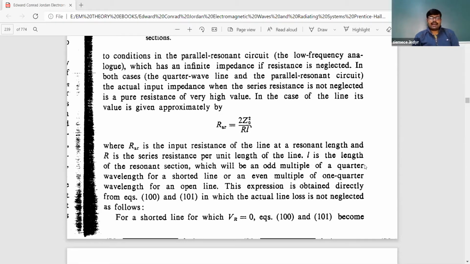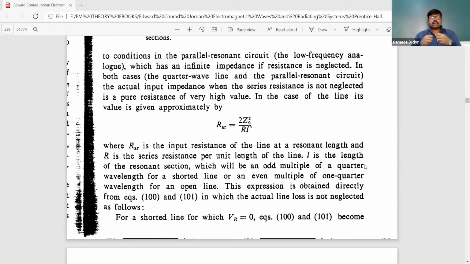One condition is R_AR equals 2Z0 squared divided by RL, which is the condition when we are identifying the input resistance. R_AR is the input resistance of the line at a resonant length. Resonant means up to a certain extent of the length. R is the series resistance per unit length of the line, and L is the length of the resonance section.